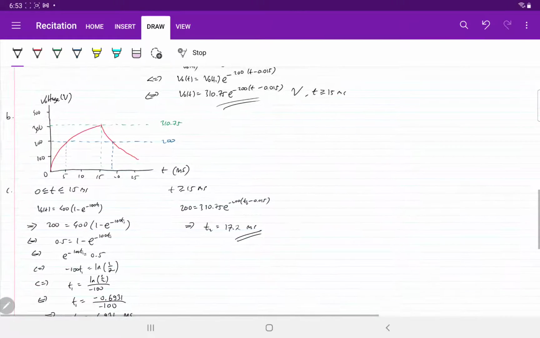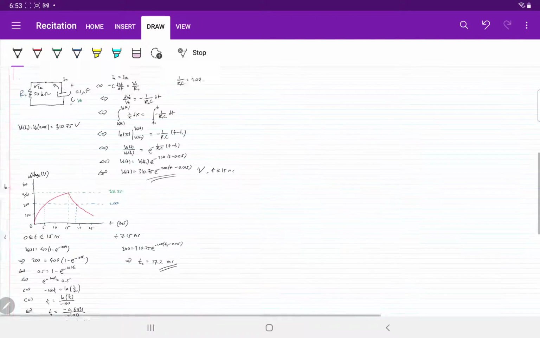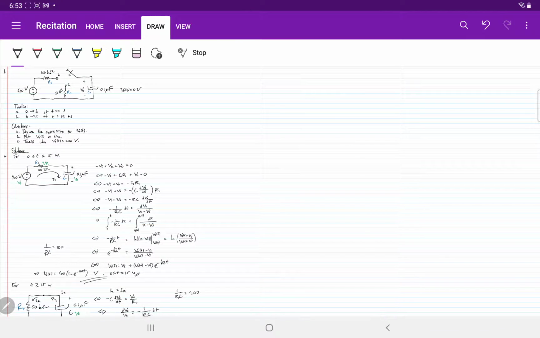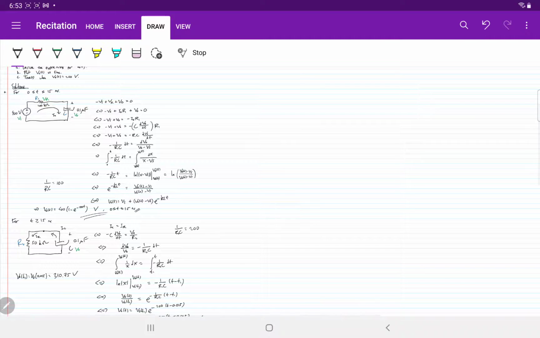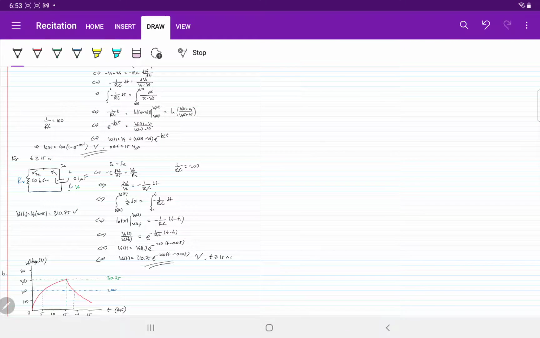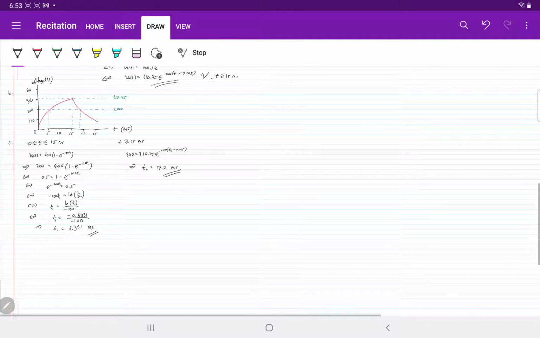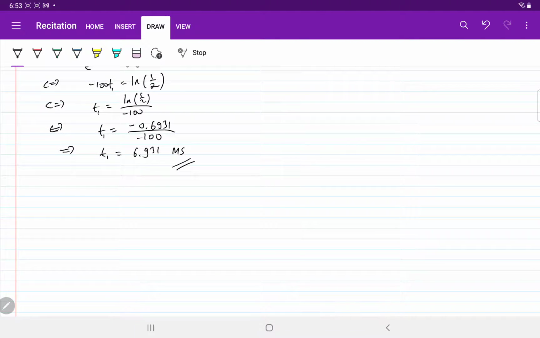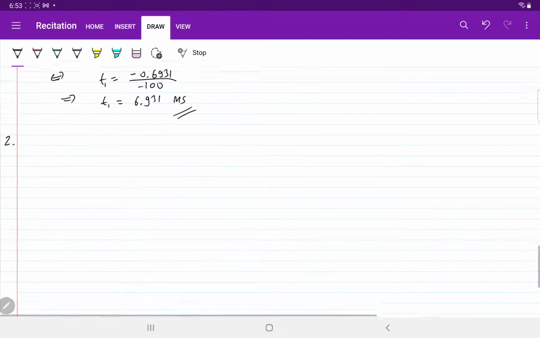Okay, so I hope you can follow how I obtained the solutions from this particular problem. If you have any questions, send me an email and come to my office hour. It's quite a long problem. We have another one. It is also quite long. So let me draw the circuit first.